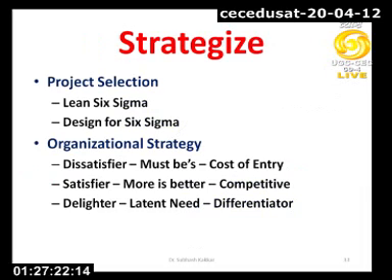Strategize. Project selection: we will select the project, Lean Six Sigma, design for Six Sigma, and then organizational strategy. Dissatisfier must be cost of entry. Satisfier, more is better. We will identify these attributes, which are dissatisfiers, satisfiers and delighters. Delighters are of course latent needs which are not given by the customer, and differentiators. These are the differentiators from one competitor to the other competitor.